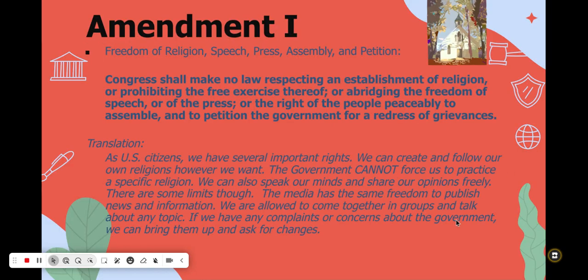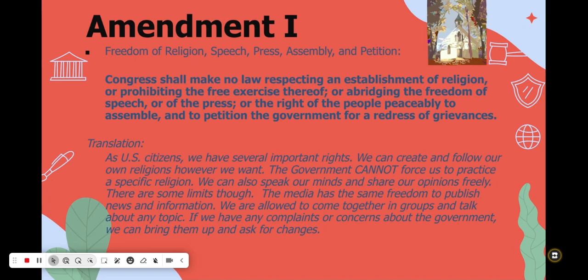Let's break them down, okay? Our First Amendment. Now, this one has a lot of different rights in it, okay? The first big part is about religion. So it says we can create and follow our own religions, okay? And the government cannot force us to practice a certain religion. We call this two clauses to religion. There is an establishment clause. The government cannot make an official religion. And there's a free exercise clause. We can practice our religion.